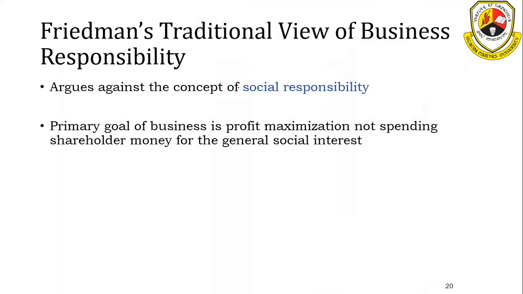Now, some people argue against social responsibility because they say the purpose of any organization is to maximize profit. The purpose of any organization is to maximize profit. We're not supposed to waste money. We're supposed to maximize profit. This particular dilemma, we experienced it here in the tea industry, especially us tea outgrowers.